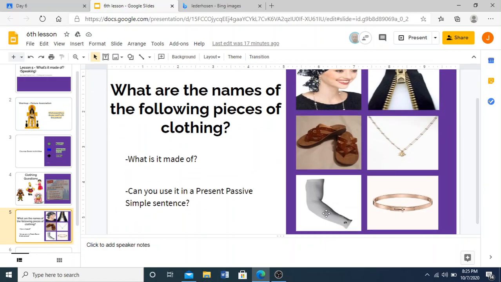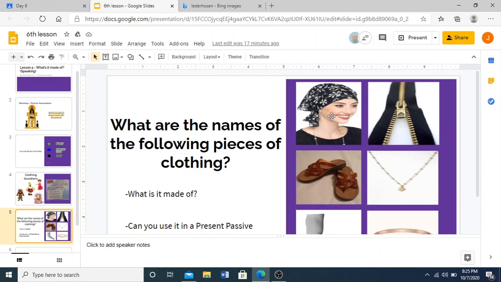What do we have here? It looks like an arm, right? Well, this is a sleeve. And what do we have here? This is a bracelet. Some people call it bangle, but it's a bracelet.